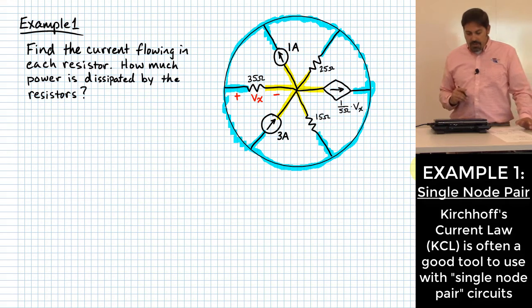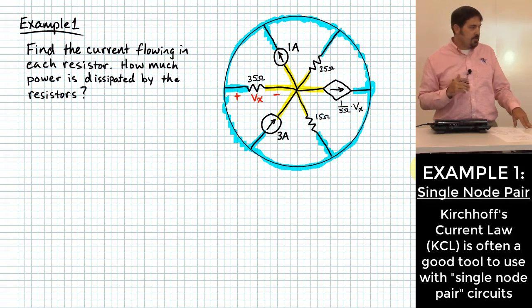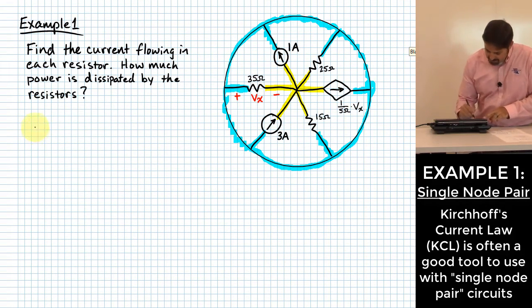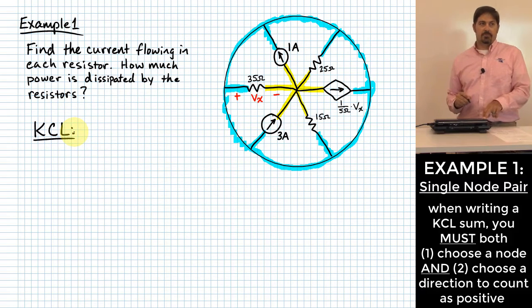All right, what do you think might be a good tool to use to solve this problem? Okay, based on maybe the topic of this lecture. One of Kirchhoff's laws is a really good guess. Let's use Kirchhoff's current law, KCL. And when we do KCL, we've got to pick a node, right? So which node do you want to pick?